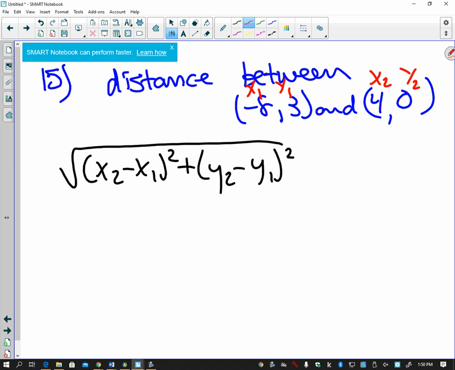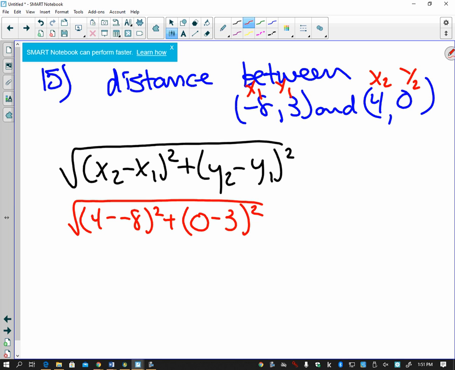Granted, in the video you can't see what I'm pointing to, but they'll make -8 and 3 x1 and x2. They'll make 4 and 0 y1 and y2. That'll mess it up. Okay, so x2 is what? 4 minus -8. That's the kind of mistake we'll make if we're not careful. All right, and then whenever we come down, make sure you bring everything down. Don't forget your squares. Okay, y2 is what? 0. Minus 3 squared. All right, what's 4 minus -8?